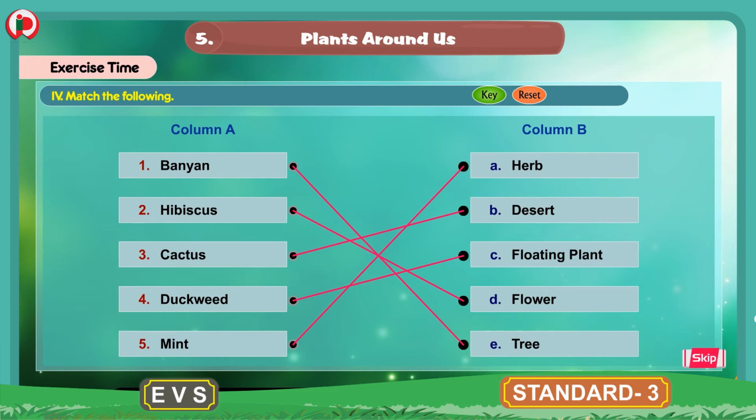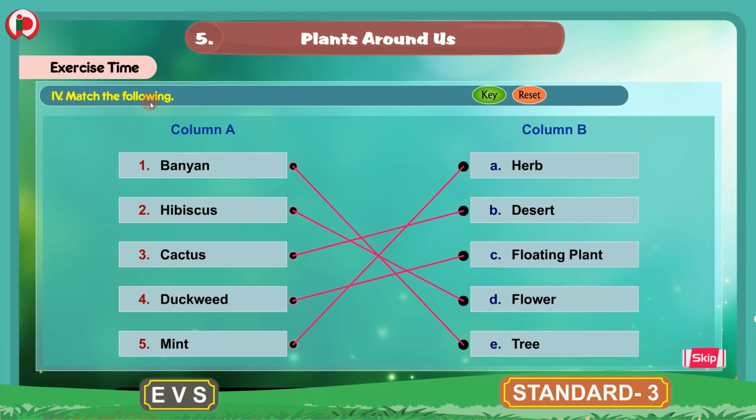So this is about the match the following. Banyan, tree, hibiscus, flower, cactus, desert, duckweed, floating plant. Mint is herb. So this is about the fourth bit, match the following.